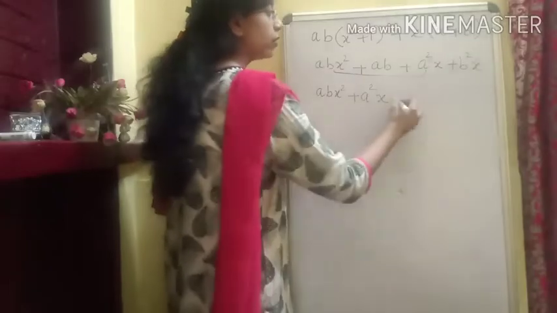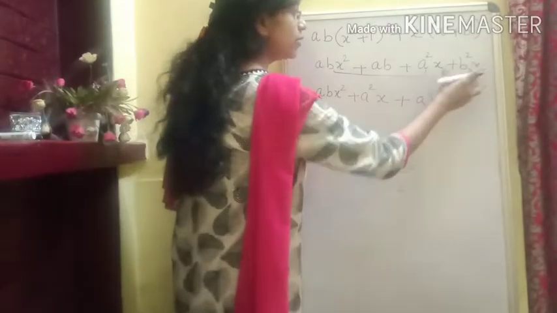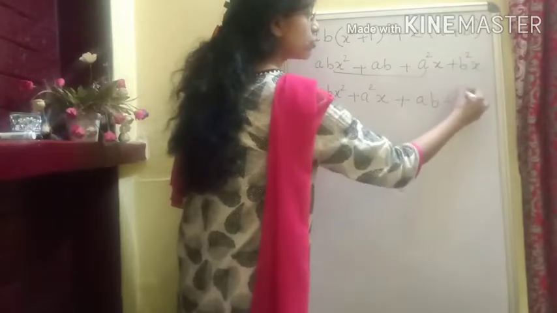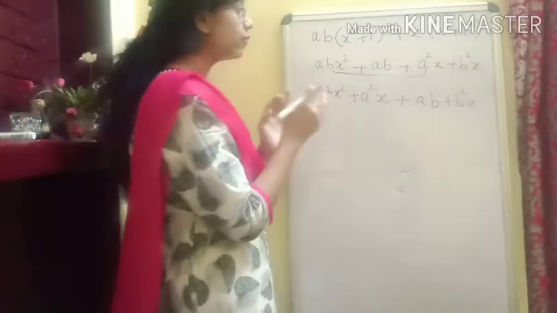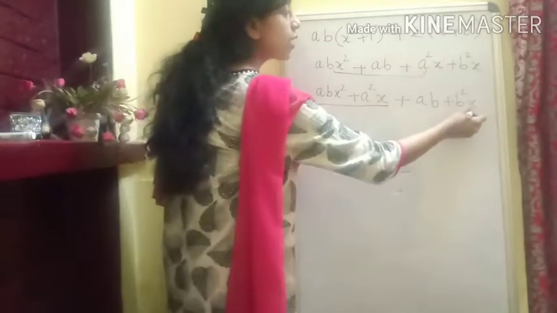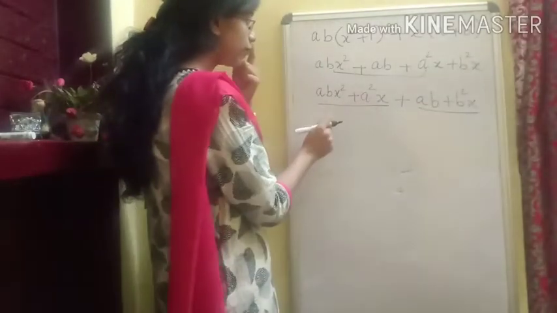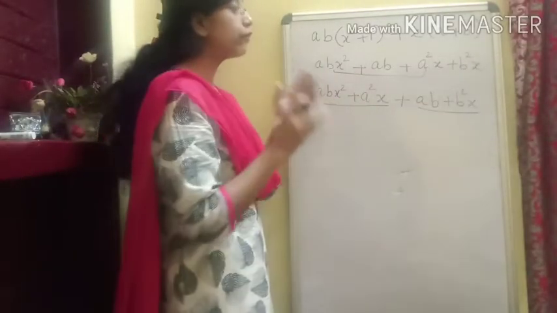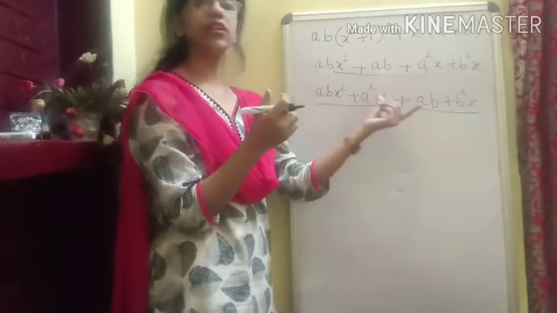Okay, now what is there then? We have this ab and ab, plus I am going to take these 2 terms together. Now since we have rearranged the terms, let's couple the terms and take 2 terms together. Now we have coupled the terms, and we have to take common.